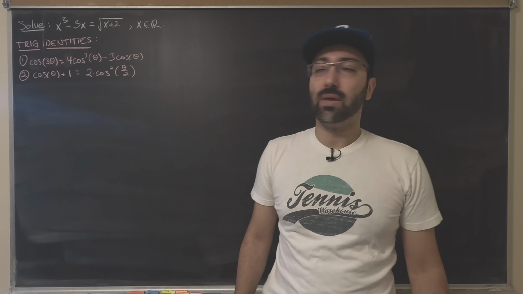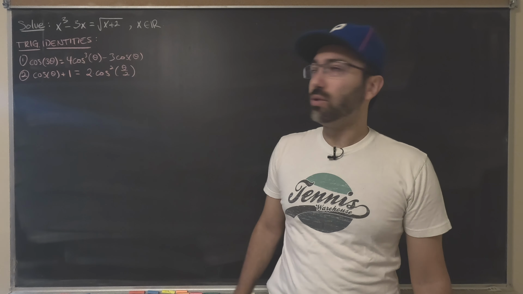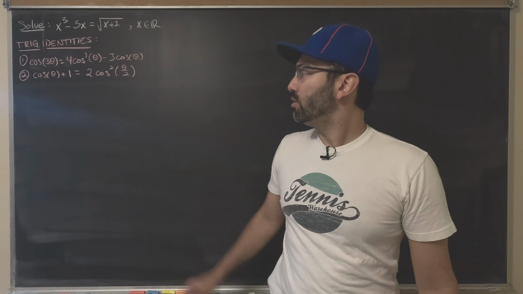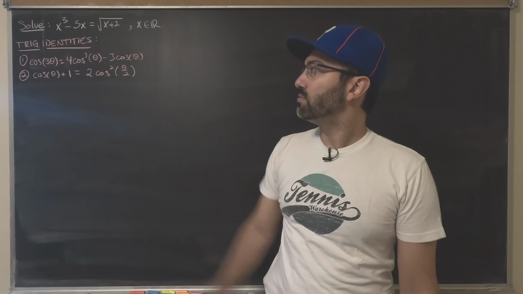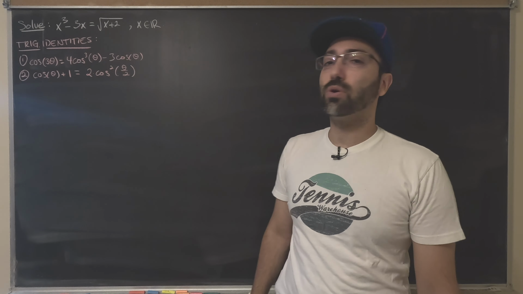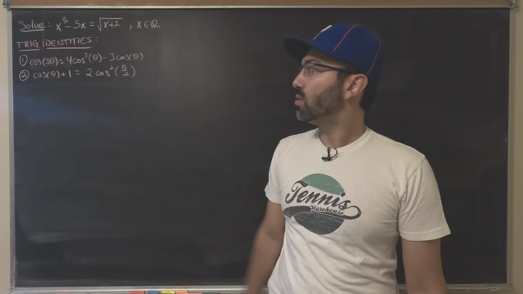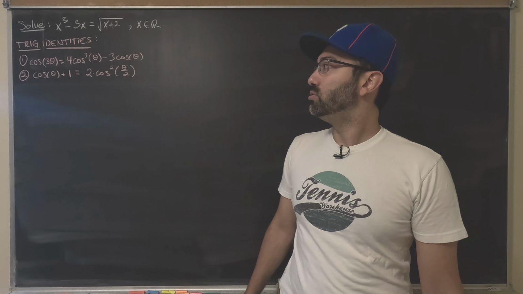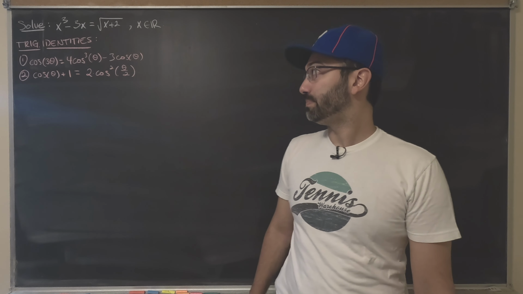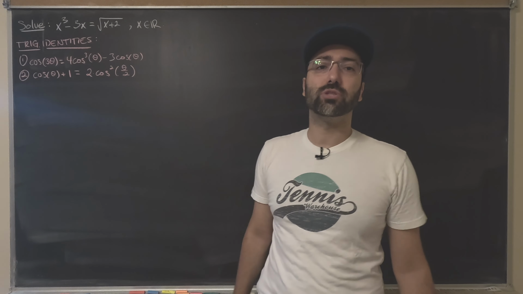trig identities. They're not perhaps so well known, although they are used. And the first one is cos of 3 theta equals 4 cos cubed of theta minus 3 cos theta. And the second one is cos of theta plus 1 is 2 cos squared of theta over 2. Okay, so where should we start with this?